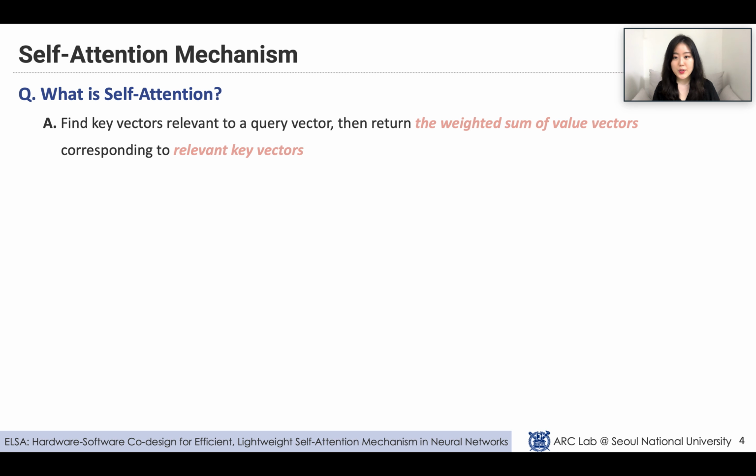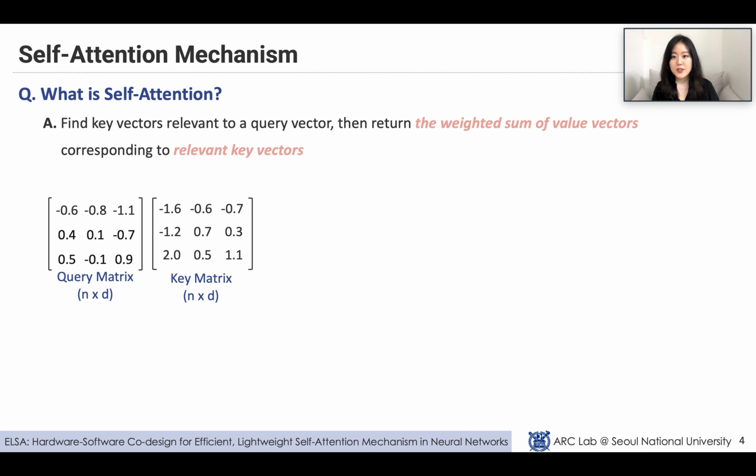Here, I'm going to explain how the self-attention mechanism works. The self-attention mechanism gets a query matrix composed of multiple query vectors, a key matrix composed of multiple key vectors, and a value matrix composed of value vectors that correspond to each key vector. The goal of the self-attention mechanism is to find relevant key vectors to a given query vector and return the weighted sum of value vectors corresponding to relevant key vectors.